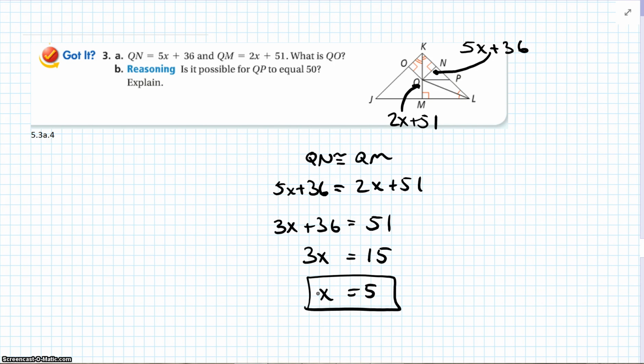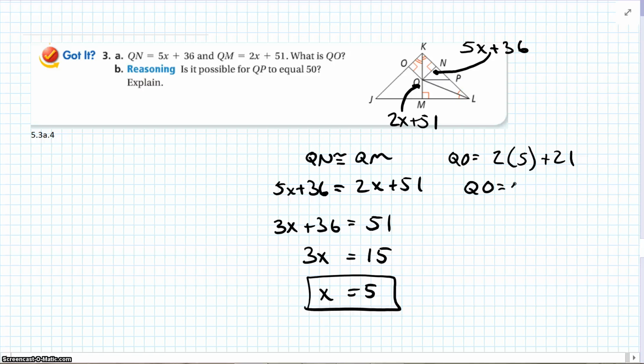All right, so x equals 5. So QO is going to be the same thing, so we just have to plug it back in. So 2 times 5 plus 51 equals QO. We know that because we can use either equation. So QO is equal to 61, which means QN is equal to 61, which means QM is equal to 61.